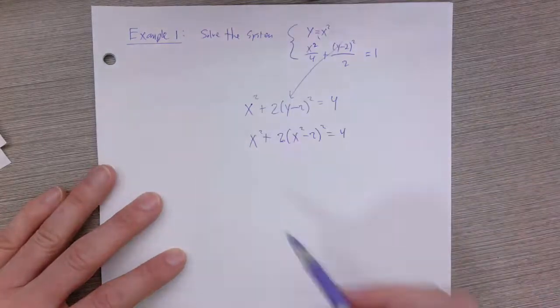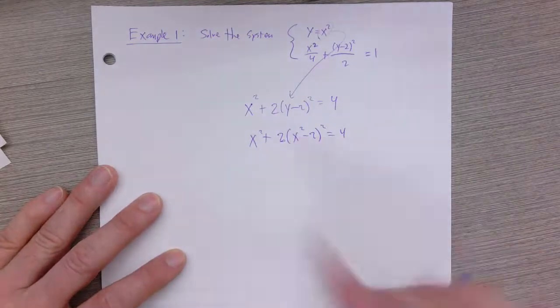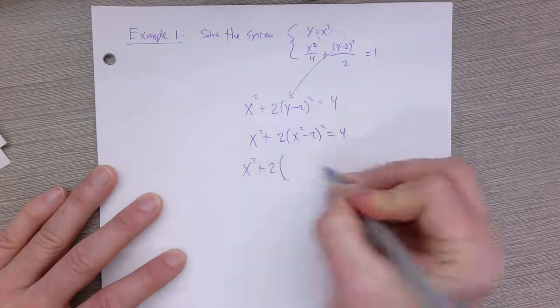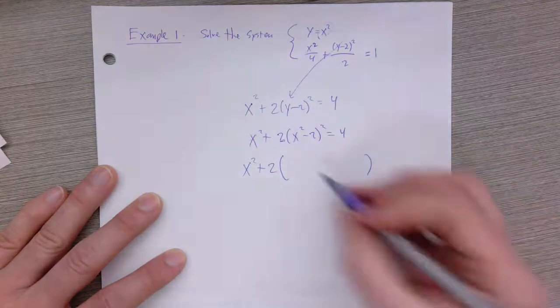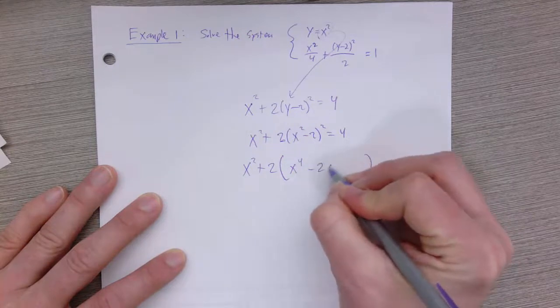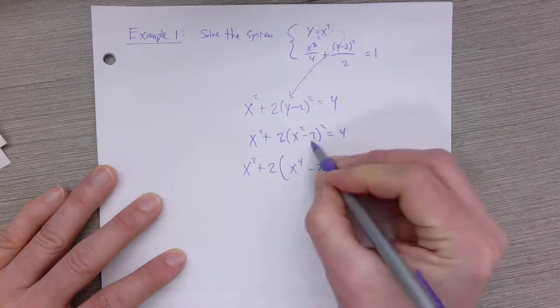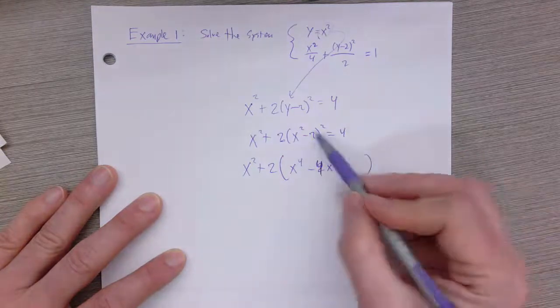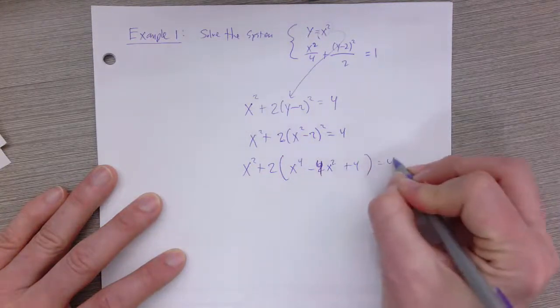So actually let's just do one more step. I was going to say looking ahead, but let's go ahead and expand this piece. So I've got x squared 2 times, okay, so what is this when I expand it? X squared times itself is x to the 4th, and I've got minus 2x squared and minus another 2x squared gives me negative 4x squared, and then plus 4 equals 4.